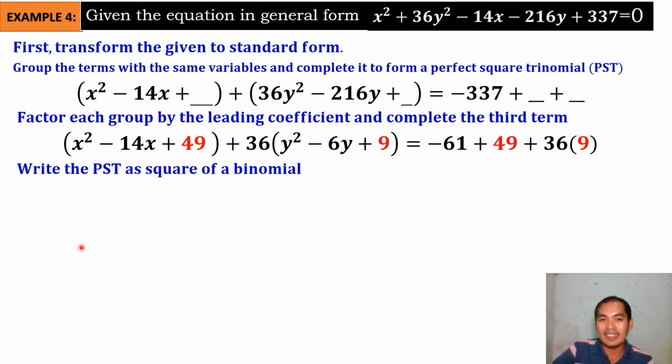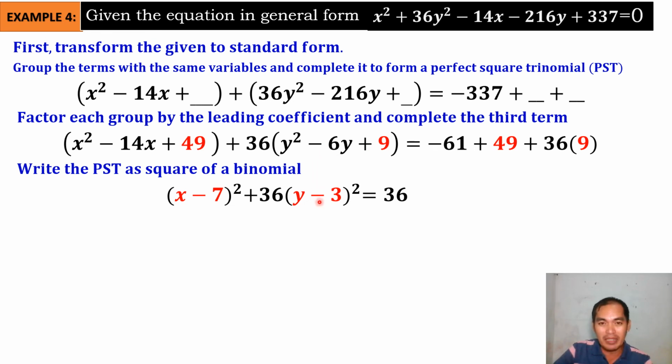Then, simplify the right side and write this trinomial as the square of a binomial. So, like this. We have the square of the blank plus 36 times the square of the blank. When we simplify negative 61 plus 49 plus 36 times 9, that's only 36. And get the square root of x squared is x minus square root of 49 is 7. Yes. Square root of y squared is y. Square root of 9 is 3. Then just copy the sign of the middle term.